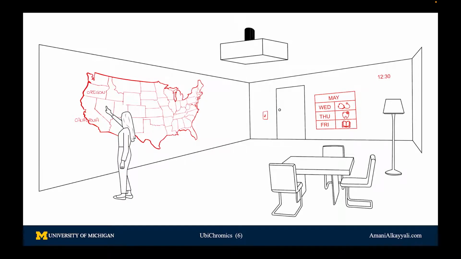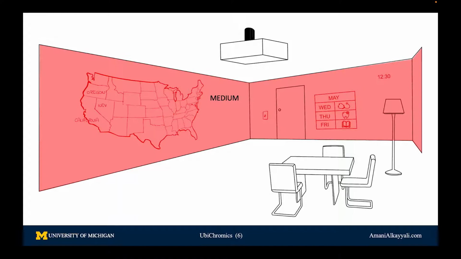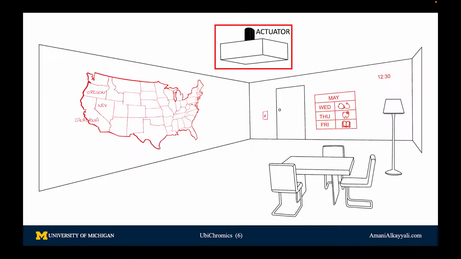In fact, we could add to these elements as well, such as filling in the names of the states in the United States. So, the color changing areas is what we call the medium, and the light source that creates the color change is what we call the actuator.